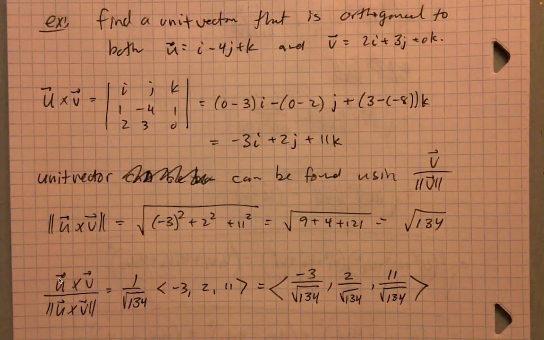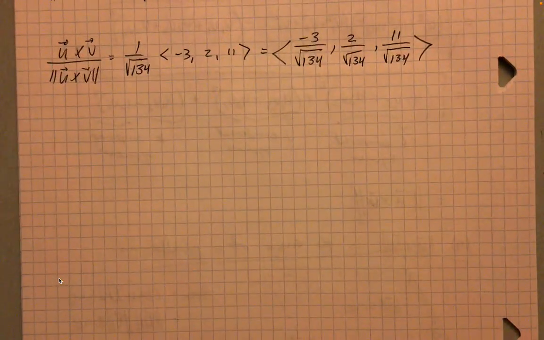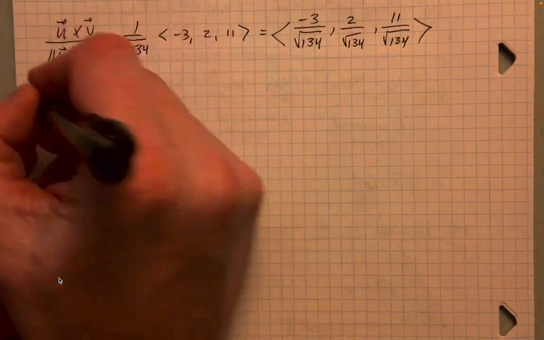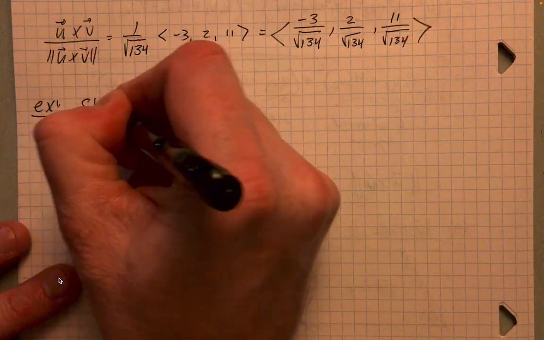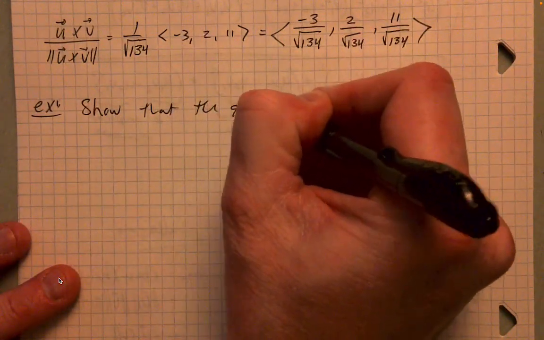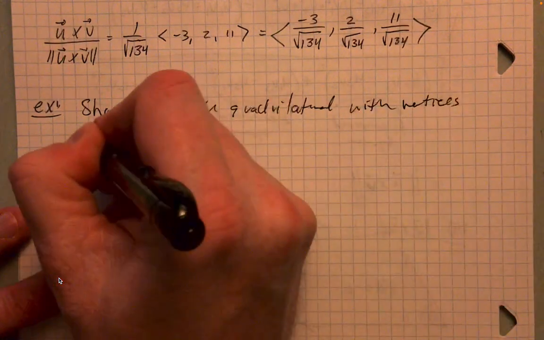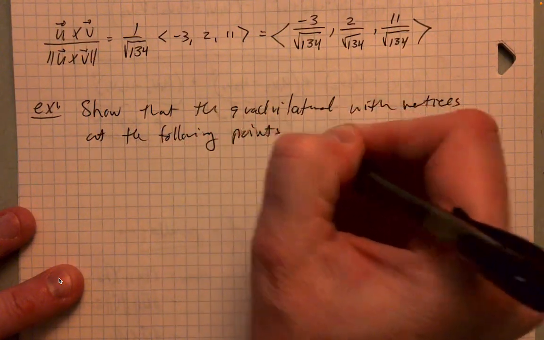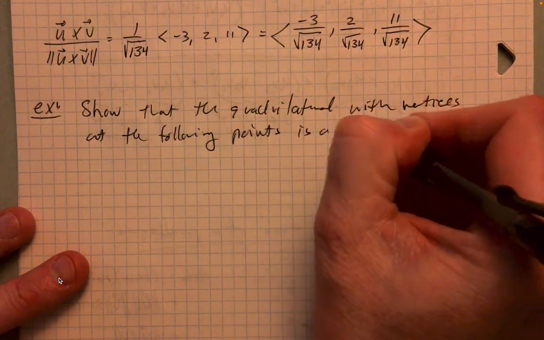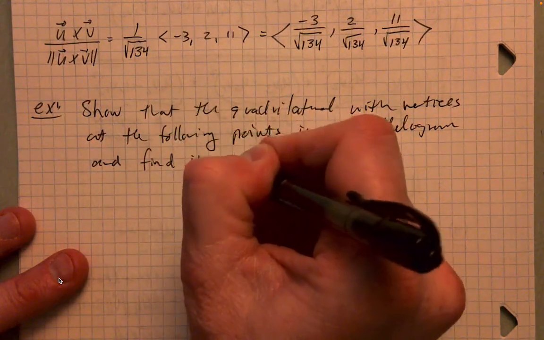All right. Let's see what to do next. Here's another example, kind of a trickier example. I'll just give you the sketch for this one. Let's show that the quadrilateral with vertices at the following points is a parallelogram, and find its area.